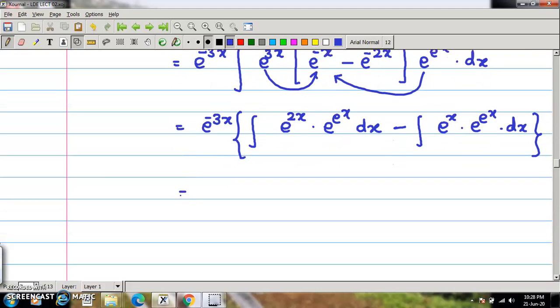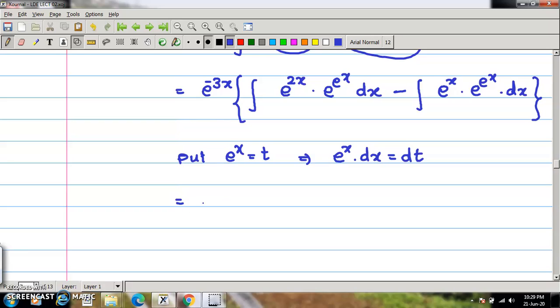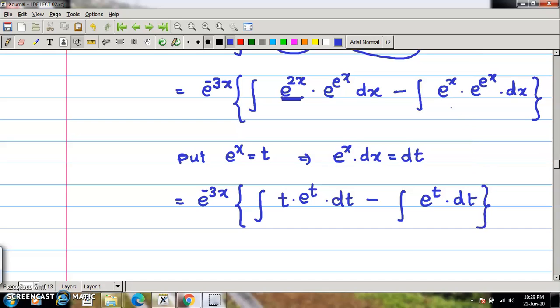Now we simplify again by using the substitution. So we can put e raised to x equal to t, which implies e raised to x into dx is equal to dt. By using the same substitution, both integrations can be reduced as t into e raised to t into dt. We can rewrite e raised to 2x as e raised to x into e raised to x, minus this will be e raised to t only, because e raised to x into dx becomes dt.